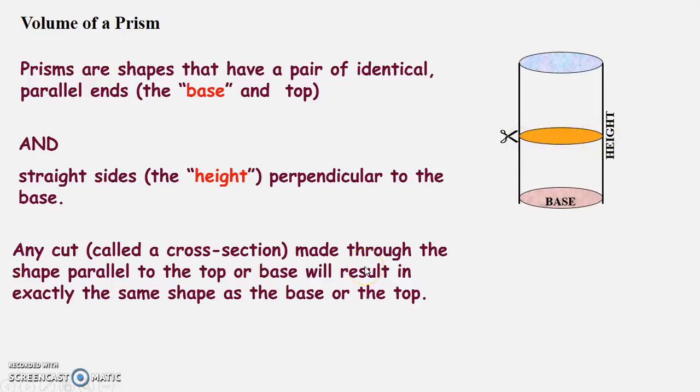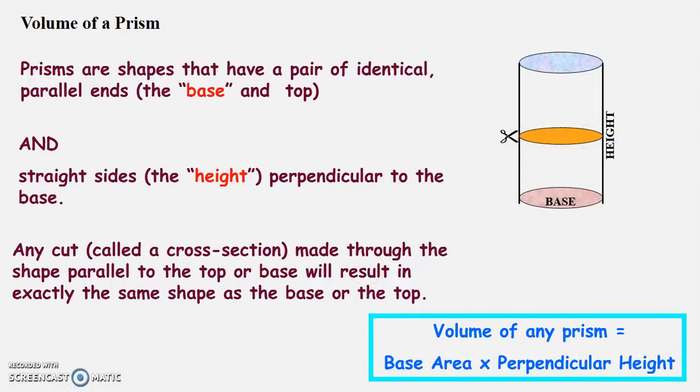All right, so volume of any prism equals the area of the base times the perpendicular height, because you're going to have that constant area over and over and over again all the way as long as the height is. Okay?